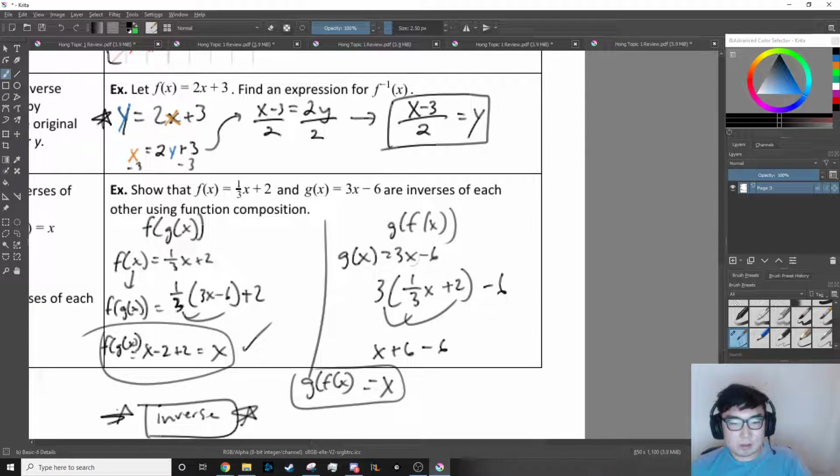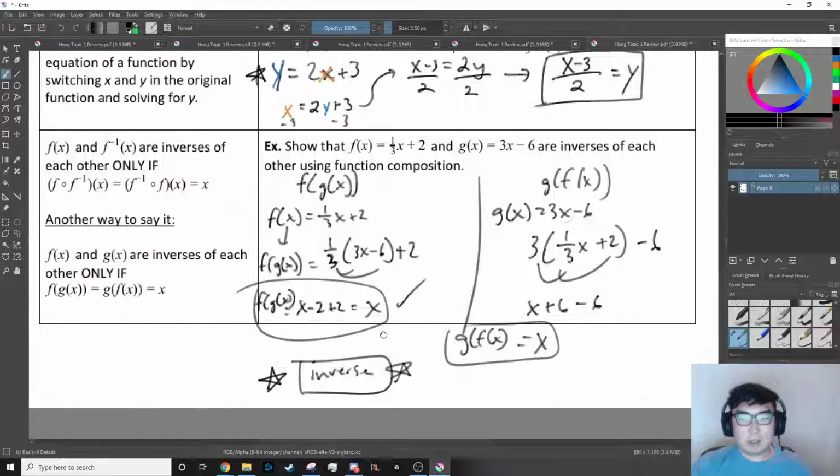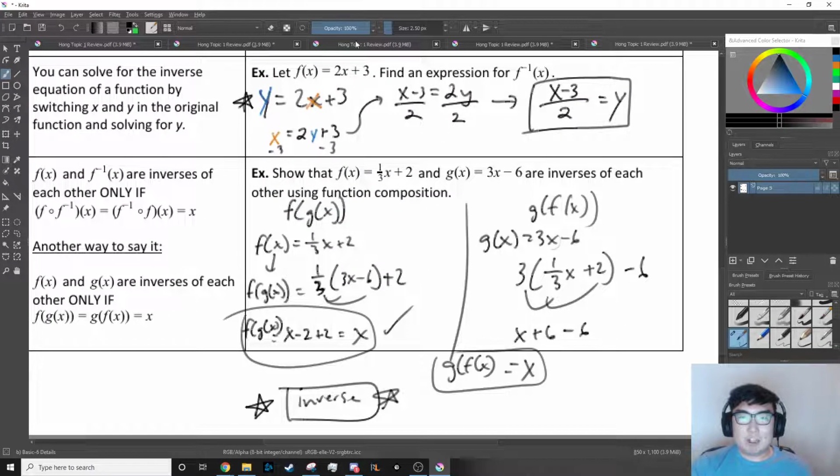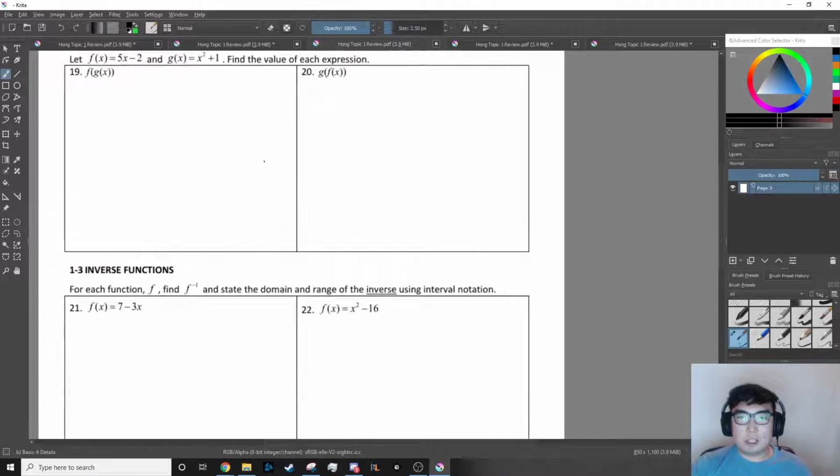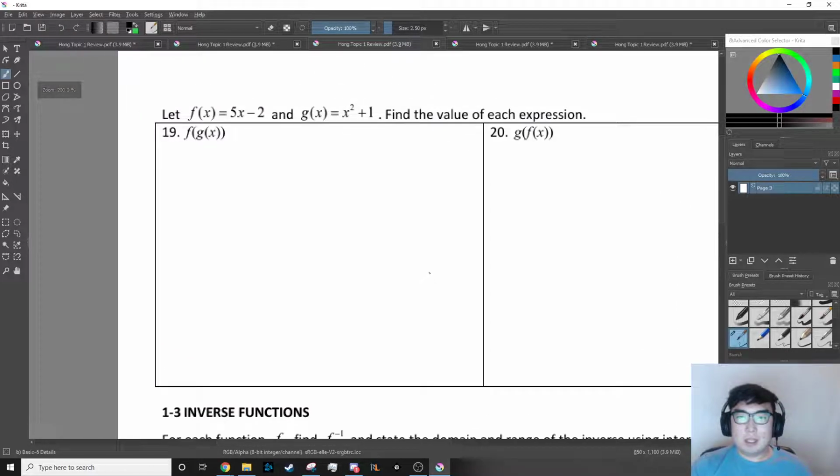Nice. My pencil freaked out right here. Looks ugly. There we go. Okay. I skipped a page, unfortunately, so I'll do this page now, and I'll just do the left side. Let f of x equal 5x minus 2. Let g of x equal x squared plus 1. Find the value of each equation.